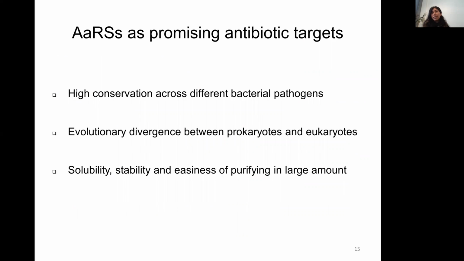Also, ARSs are known to be promising drug targets for antibiotics. First, because they are highly conserved among bacteria. Second, they are evolutionarily divergent between prokaryotes and eukaryotes, meaning that we can develop antibiotics that specifically target bacteria. Also, they have some good features in terms of drug development, like solubility, stability, and ease of purification.